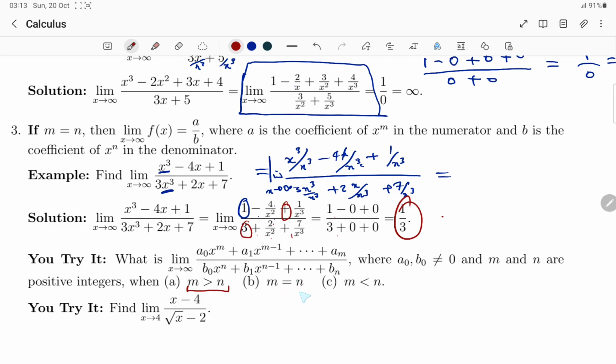And if m is equal to n, we're going to have the same powers here. The highest power on top will be m, the highest power on the bottom will be m. So if we divide, everything else will become 0, and we just get a0 over b0 for this second case. Okay, so if you need more explanation about this, just put it in the comment section.